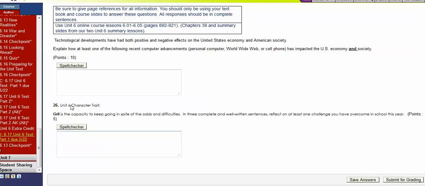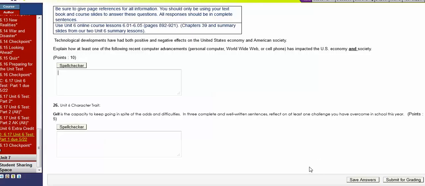Number 26 is the character trait question, and we revisited grit as we end our course content for the year before our final exam. This question says, grit is the capacity to keep going in spite of the odds and difficulties. In 3 complete and well-written sentences, reflect on at least one challenge you have overcome in this school year.